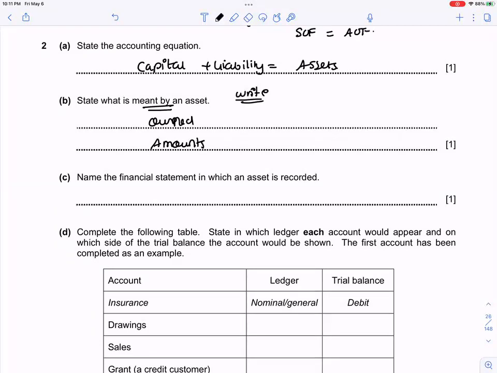Miss, for C, you will write balance sheet, no? Say, statement of financial position. Balance sheet is Maharashtra State Board. Statement of financial position.